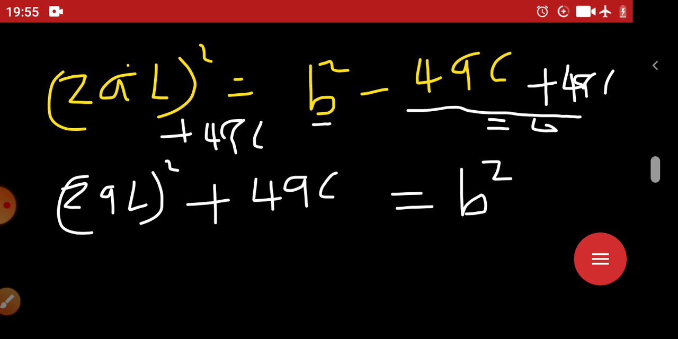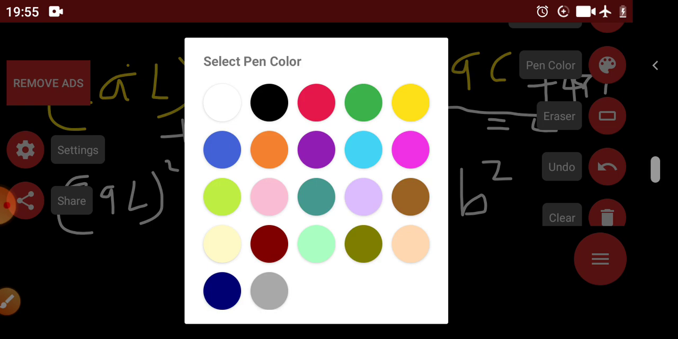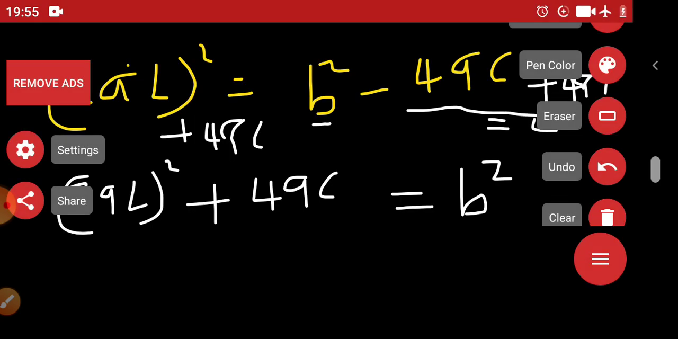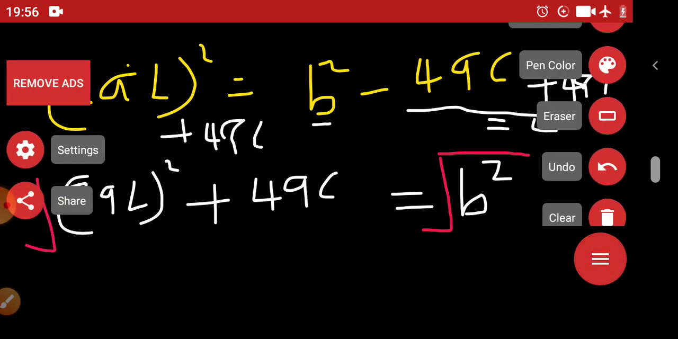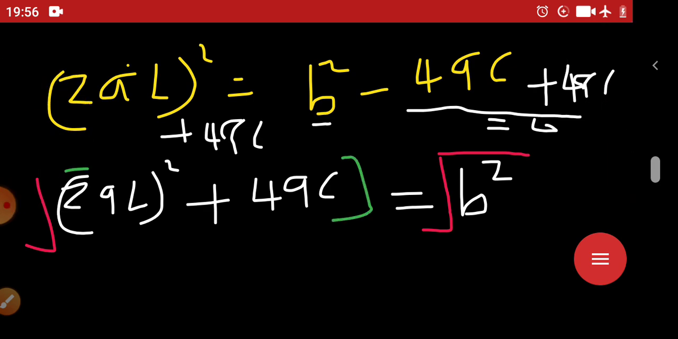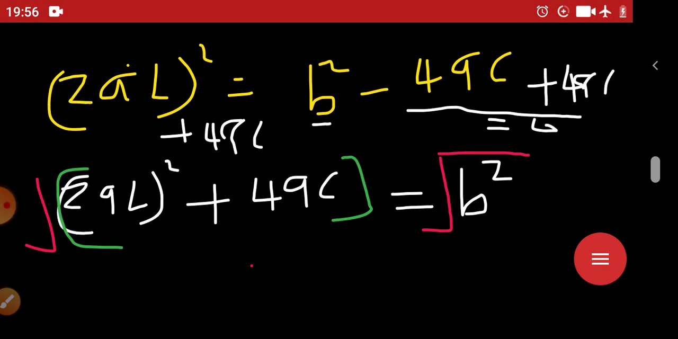Now how do we remove a square? We remove a square by taking a square root. So we need to take a square root. Maybe before I do that, let me show that the whole thing is being squared. So I need to take the square root of all what is inside. So I take the square root both sides.